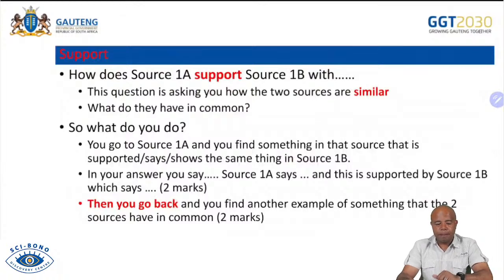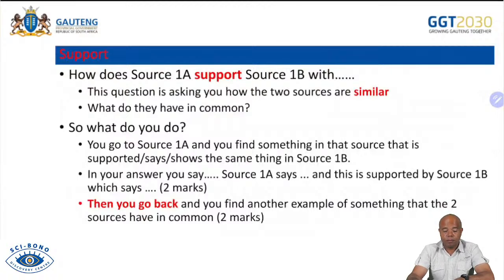It means what is the same in them. How do you actually answer these type of questions? You go to source 1A, find something in that source that is supported, shows the same thing in source 1B. In your answer, you say source 1A says there are mountains, and this is supported by 1B, which says there are smaller mountains. So what is the same? What is similar? Mountains. Yes, although the one says they are smaller, but the other one says they're just mountains, basically.